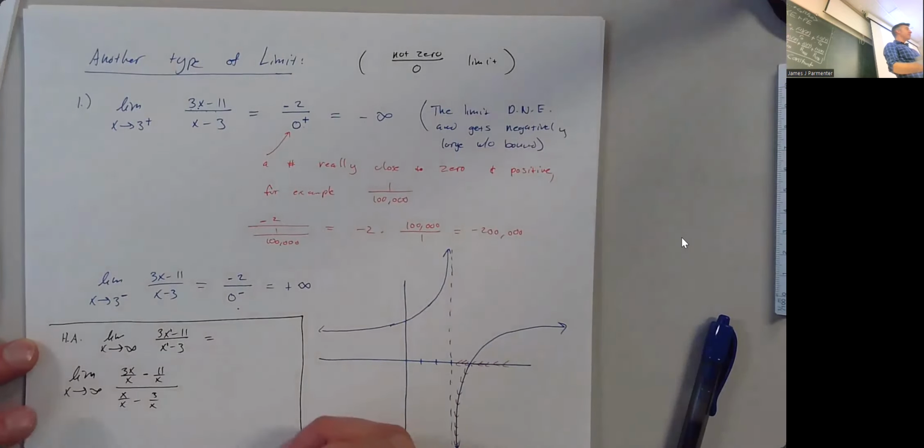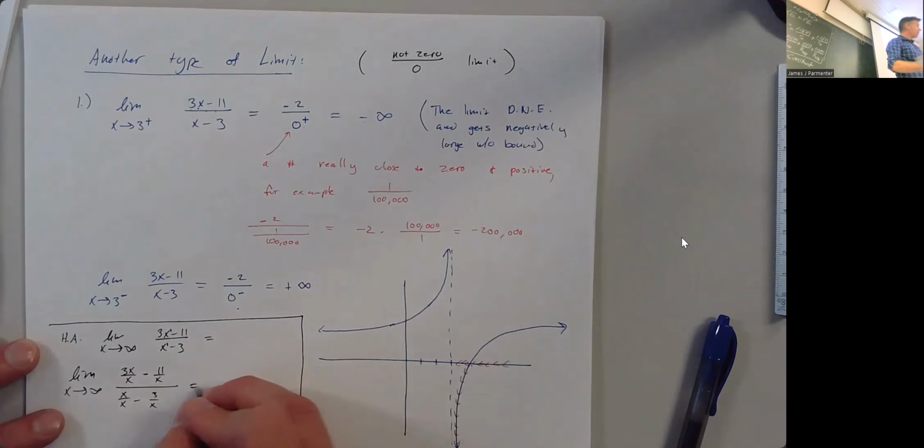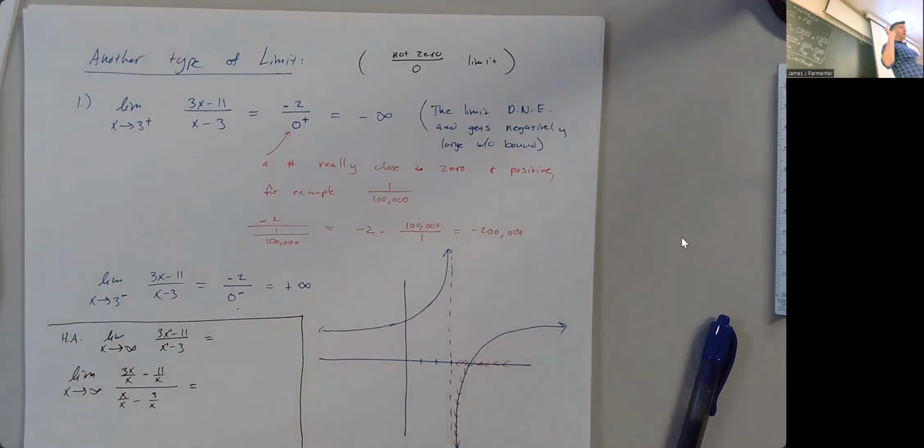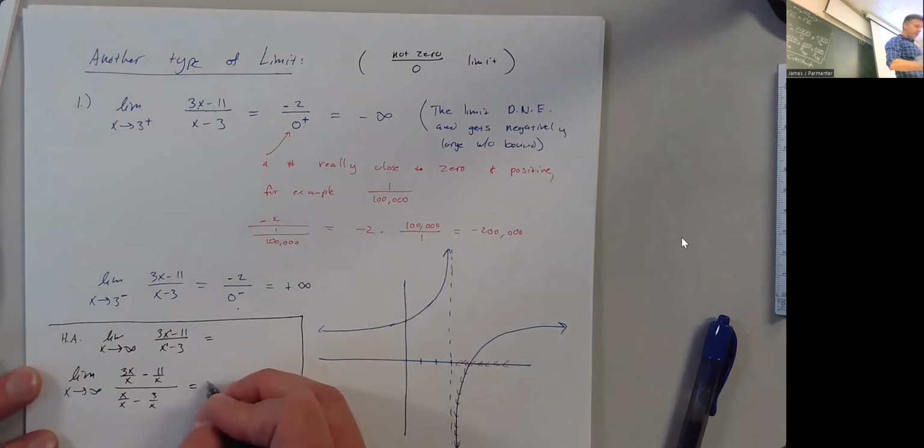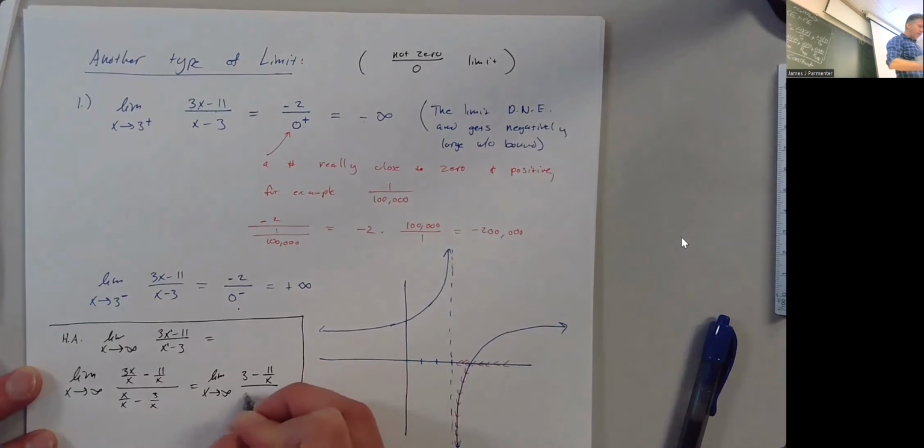You can skip this step, but it's totally allowed. For a fraction, I'm just dividing the top and bottom by the same thing. That's not changing anything really. I'm essentially multiplying by 1, so I'm multiplying by 1 over x over 1 over x. That's equal to the limit as x goes to infinity of 3 minus 11 over x, over 1 minus 3 over x.